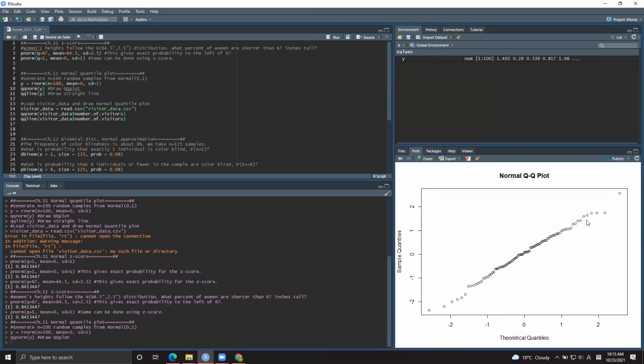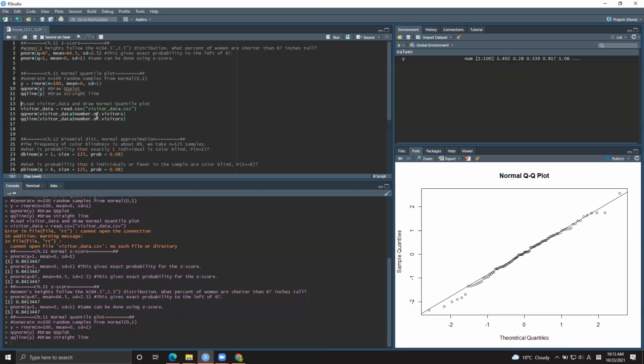So it looks like it is a pretty straight pattern. So let's draw this QQ line. This line will give you a straight line that, if your data is normal, it should follow. So go ahead and run that line. Now I can see there is a straight line going through the middle.